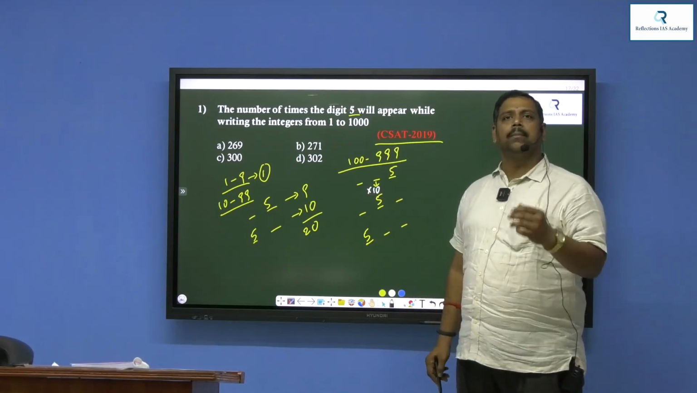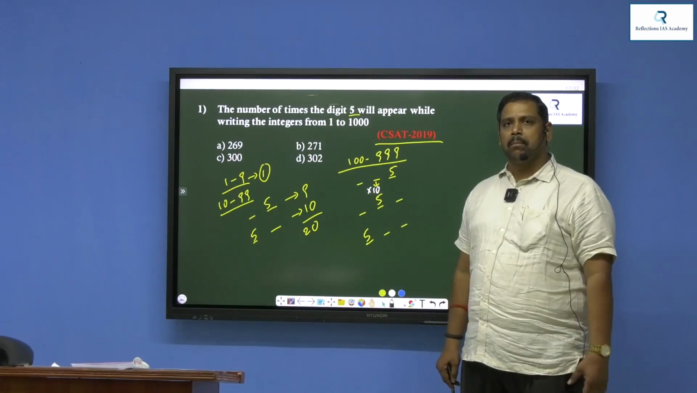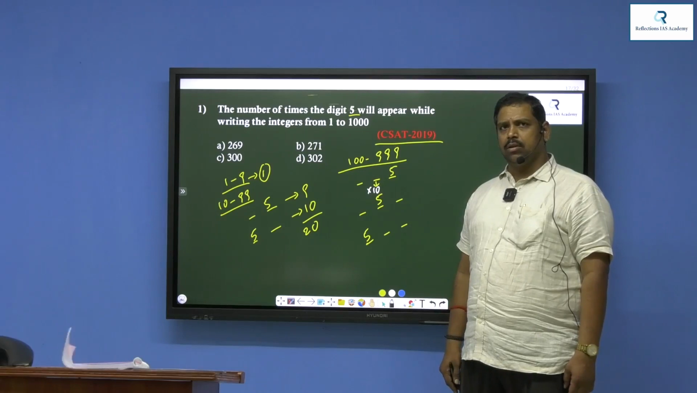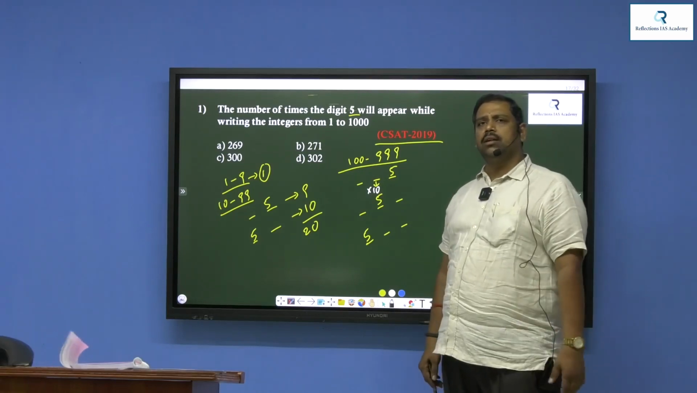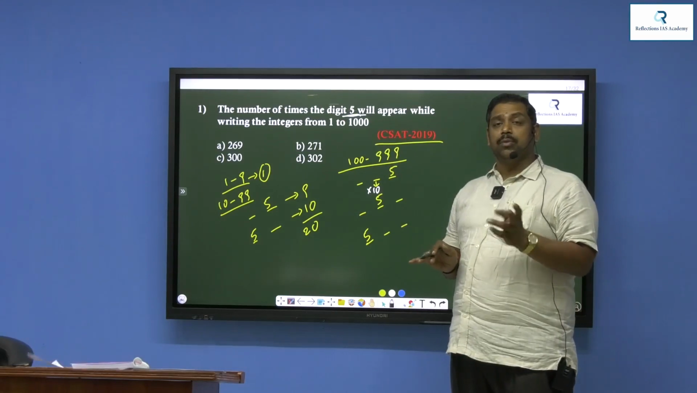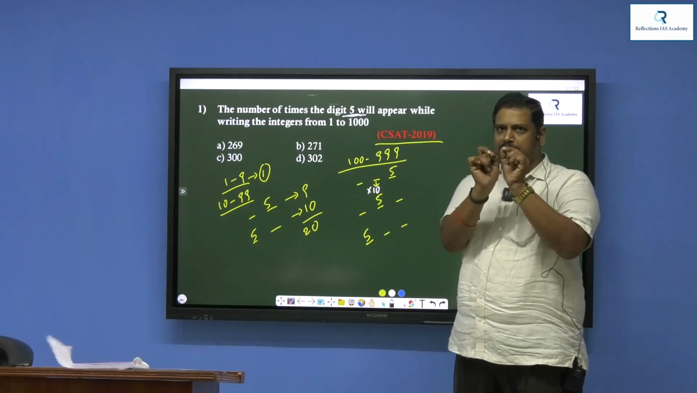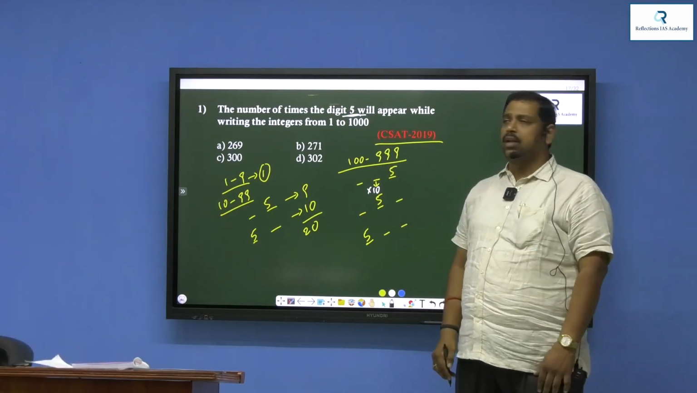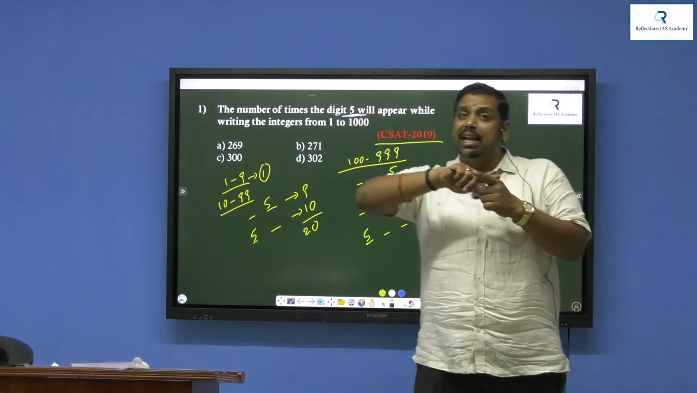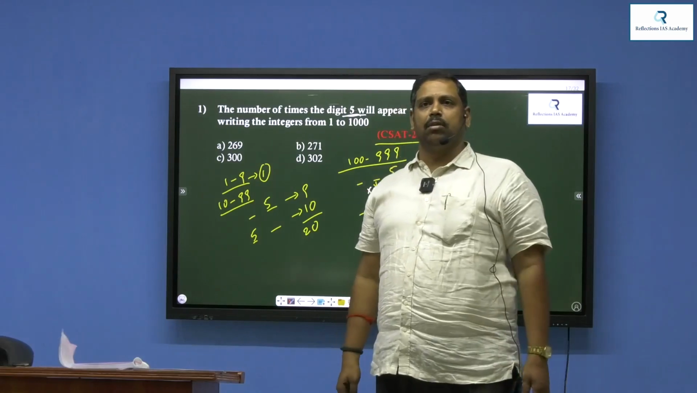So the number is taken vice versa. Okay, in 55, how many 5s are there? So, how many times digit 5 appears only? Wait. I'll give you a small difference. Notice those two statements. How many times the digit 5 appears? How many numbers have 5 as a digit? Both are same or different?